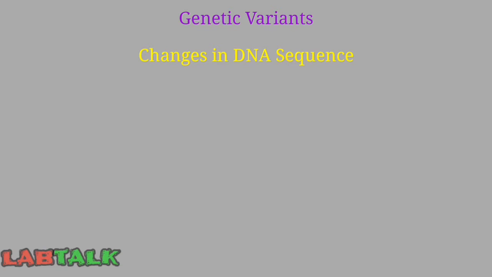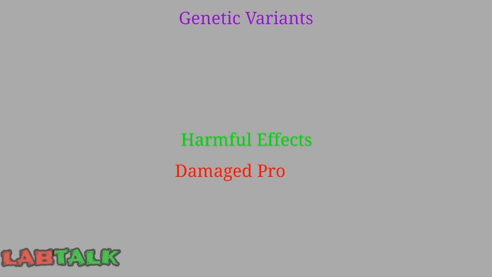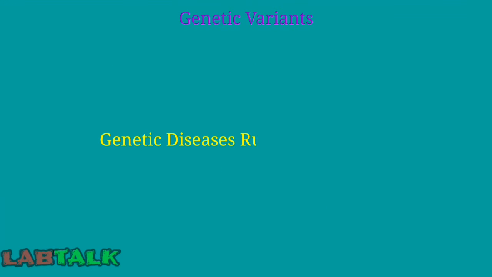Now we will see some of the concepts regarding genetic diseases. The first one is genetic variants. Changes in the DNA sequence are called genetic variants. The majority of the time genetic variants have no effect at all, but sometimes the effect is harmful. Just one letter missing or changed may result in a damaged protein, extra protein, or no protein at all, with serious consequences for our health. Additionally, the passing of genetic variants from one generation to the next helps to explain why many diseases run in families, such as sickle cell disease, cystic fibrosis, and so on.